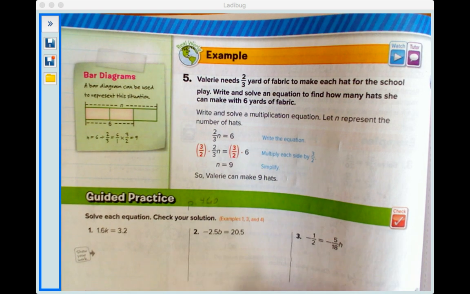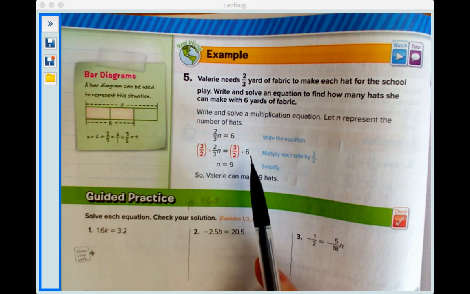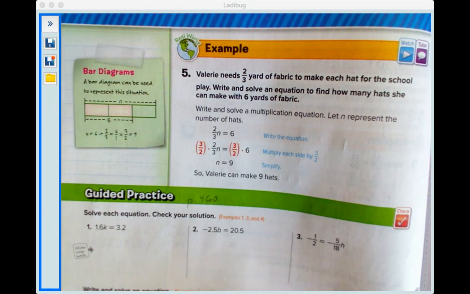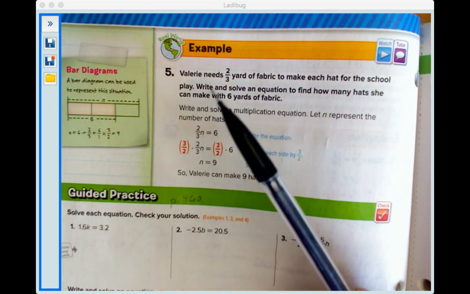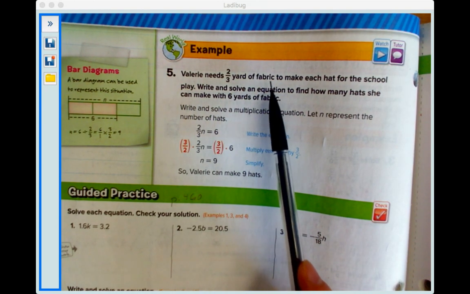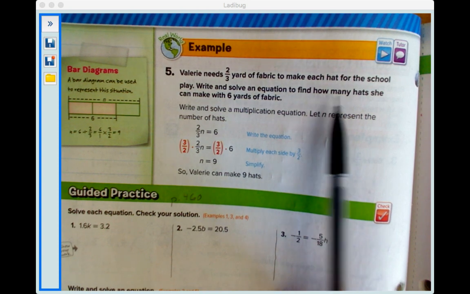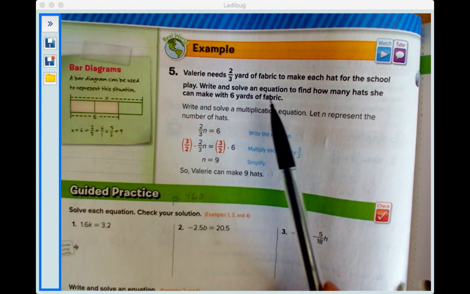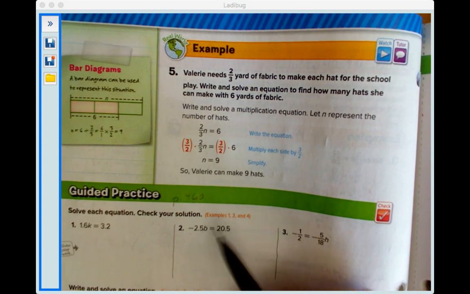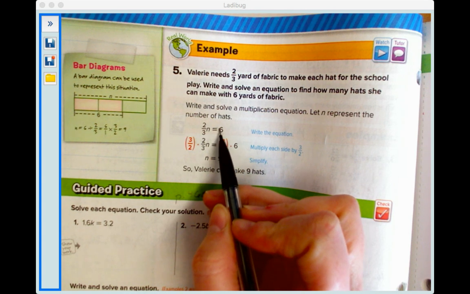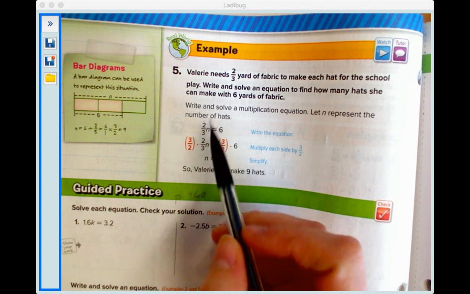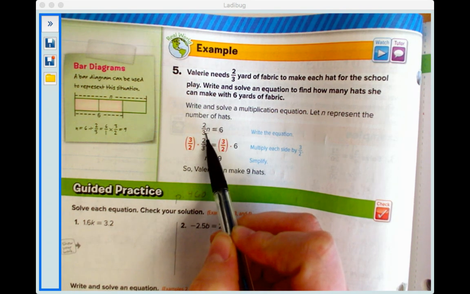All right, so we are on page 460, example 5, as well as guided practice setup. In case you need more help, in example 5, it's a word problem where Valerie needs 2/3 of a yard of fabric to make each hat for the school play. You're going to write and solve an equation to find how many hats she can make with 6 yards of fabric. So if she only has 6 yards of fabric, that is the equal 6. And each hat, N, is 2/3 of that fabric.